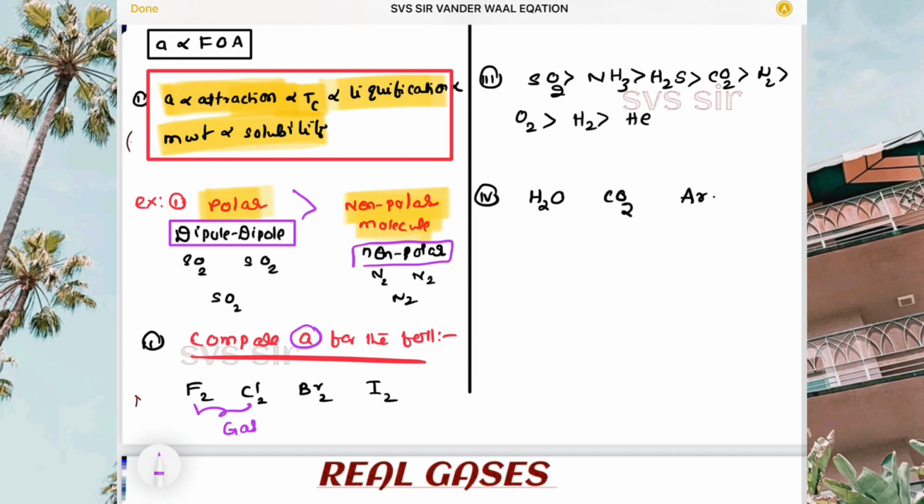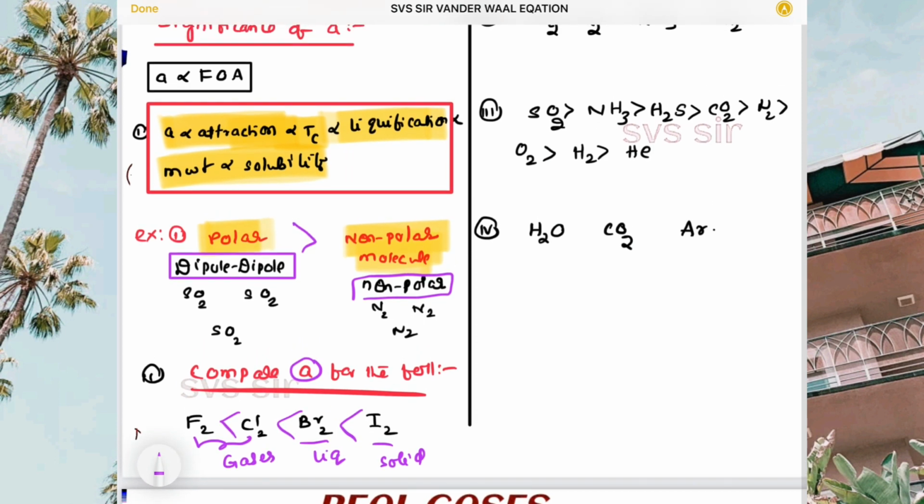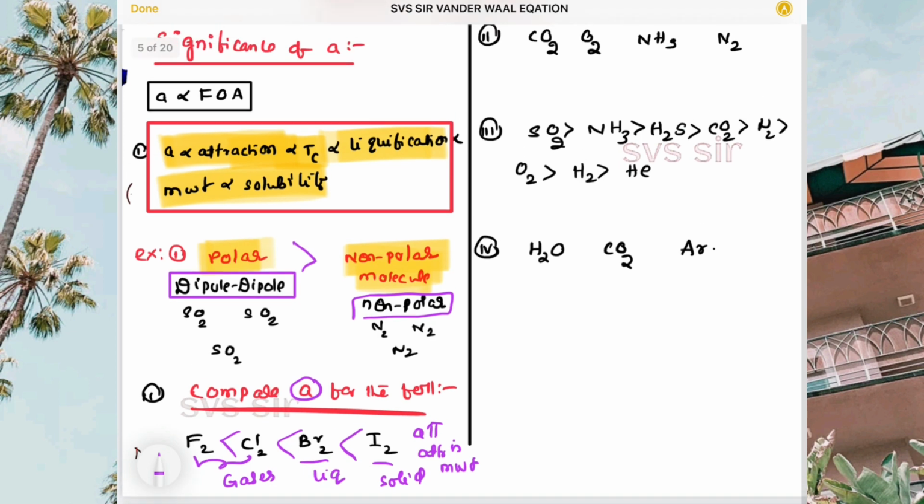Fluorine and chlorine are both gases. Bromine is a liquid nonmetal. Iodine is solid. From fluorine to chlorine, chlorine to bromine, bromine to iodine, A will increase. Why will A increase? Attractions will increase as molecular weight increases. So when molecular weight increases, attractions increase, and A increases. Therefore A is highest for iodine.